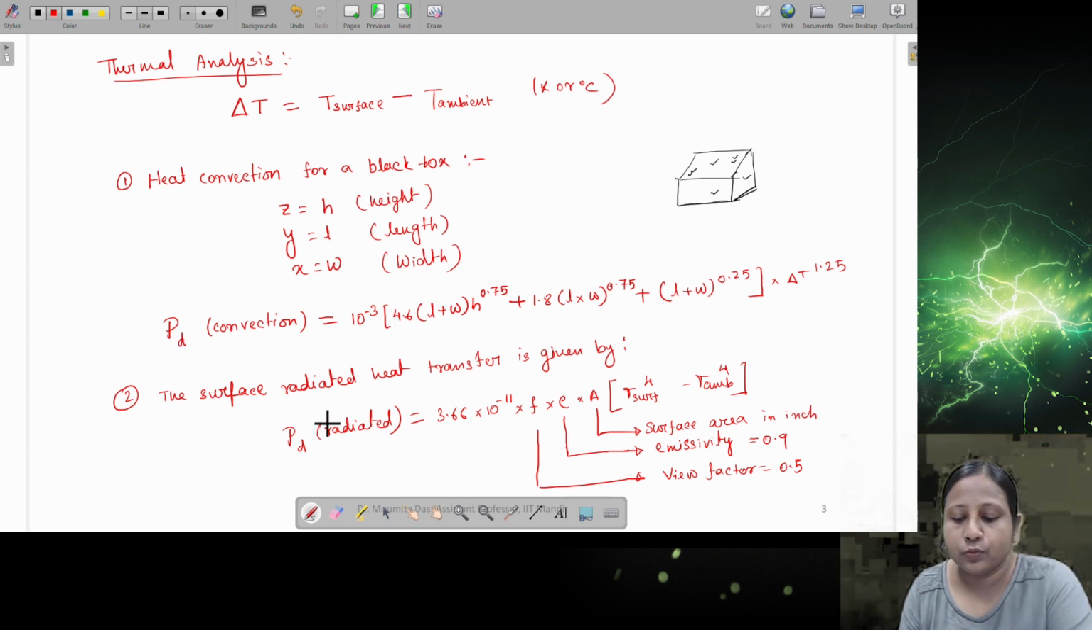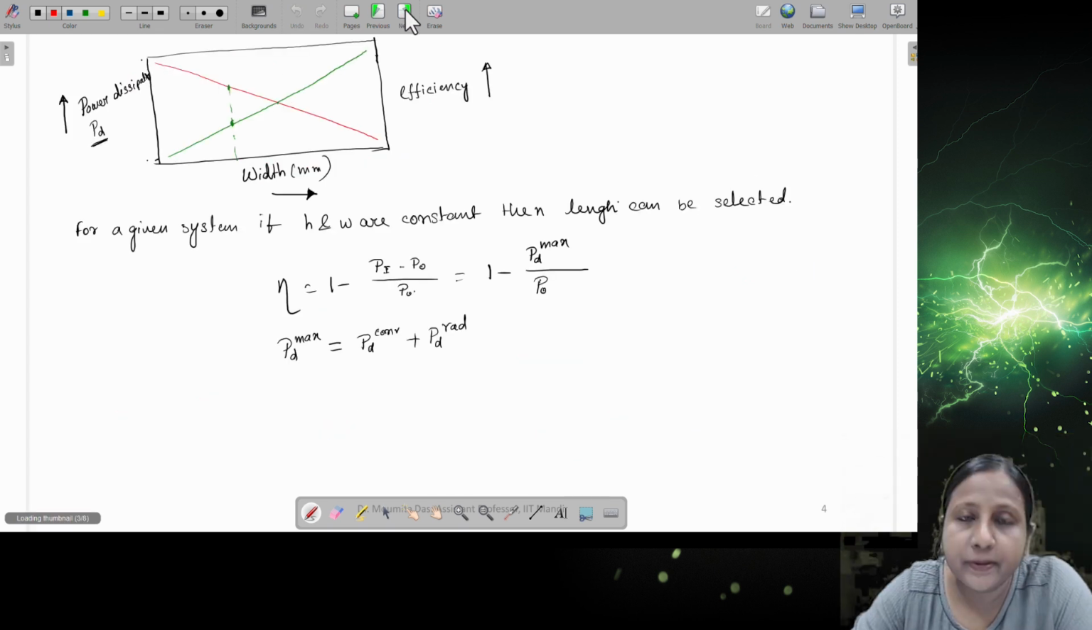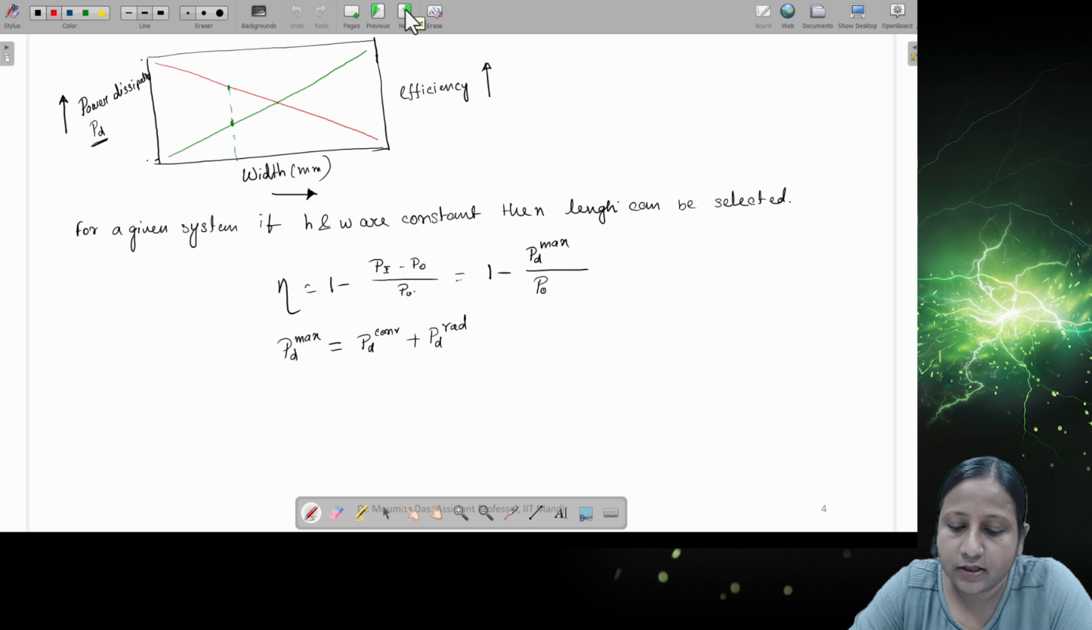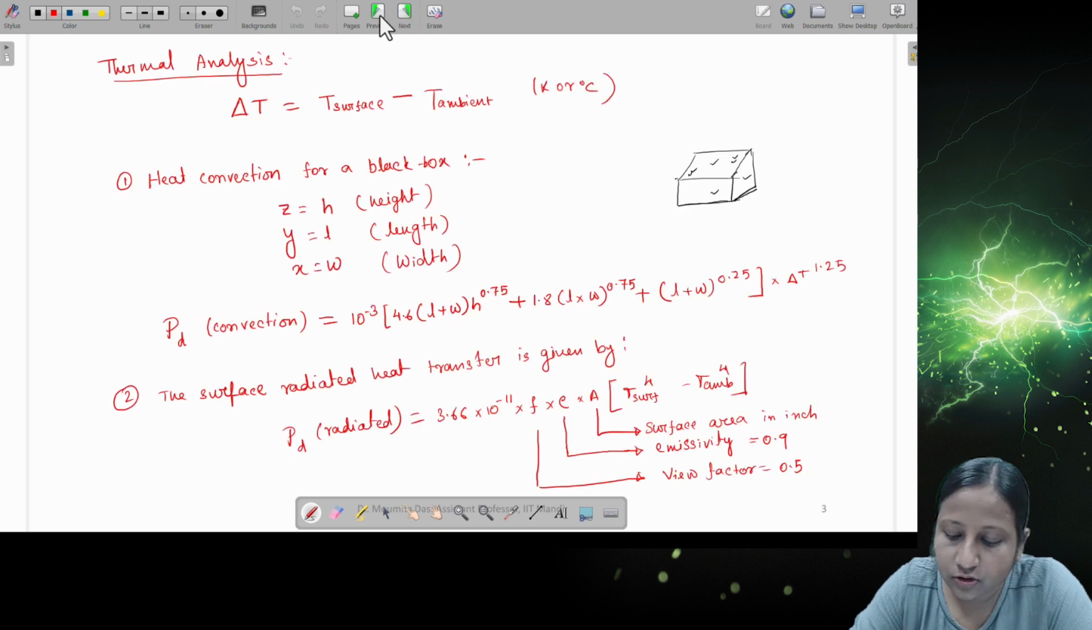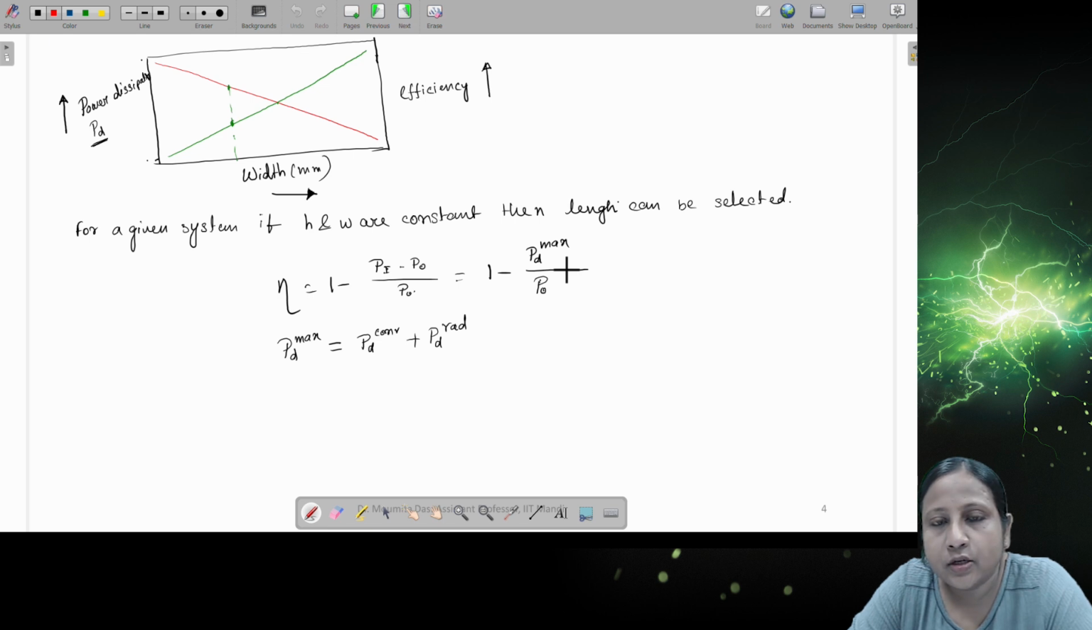So these two will give us the total PD, power dissipation, right? Based on the length, height, width and different factors, we can calculate the PD convection and PD radiation. This will give you the total power dissipation, and this power dissipation is required for the calculation of the efficiency. Now, this power dissipation for a given length, height, width is the same.